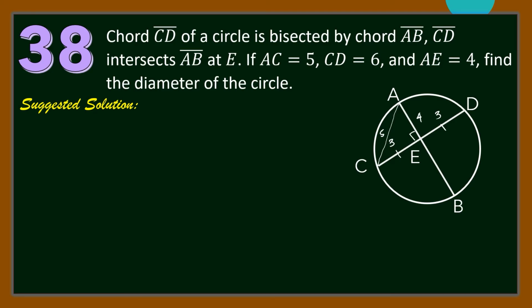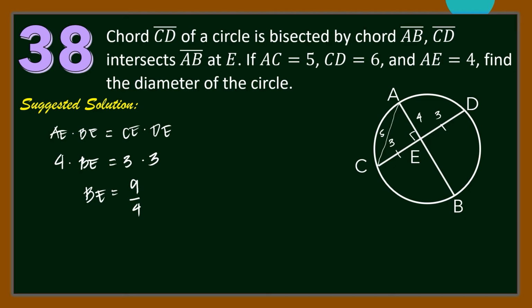Now solving for BE, we can have AE times BE is equal to CE times DE, since these are two chords of the circle intersecting at the interior of the circle. Substituting the values, we have 4 times BE equals 3 times 3. Therefore, BE is equal to 9 over 4.